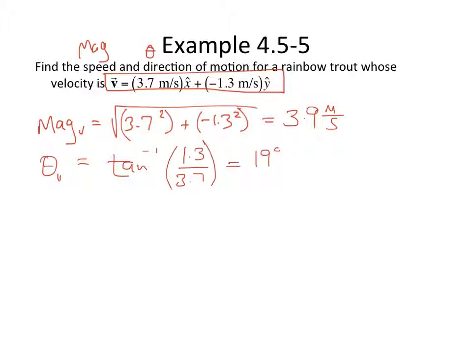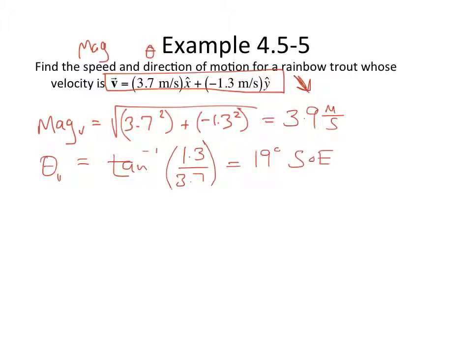19 degrees. Degrees what? Well, we have a positive x and we have a negative y, so that means it's going down in that direction right there. Positive x, negative y. So it's going to be 19 degrees south of east. That's going to be our direction right there.